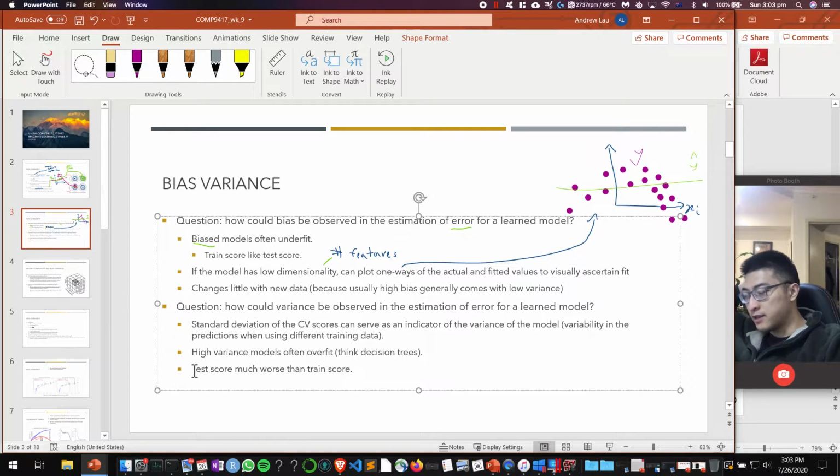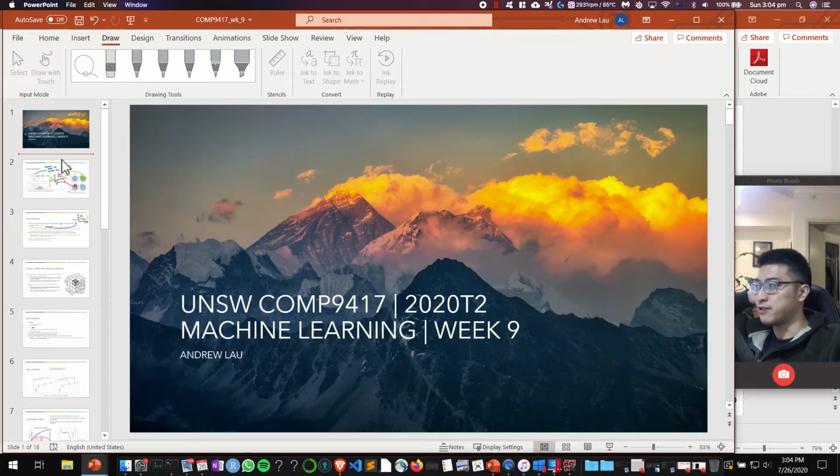The really important one, and the most obvious one, is if the test score is much worse than the train score, it's likely a low bias, high variance estimator. That's why they keep calling it a trade-off.